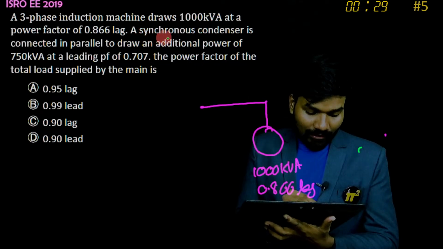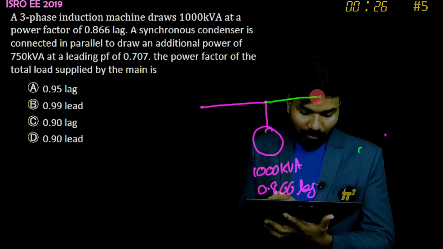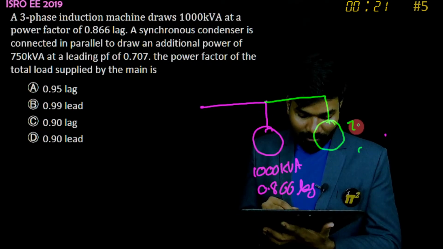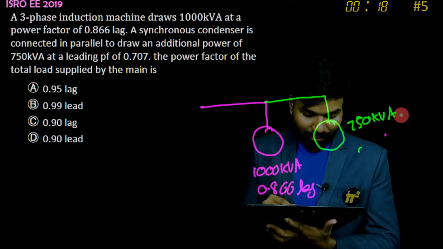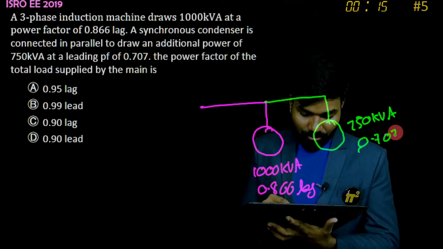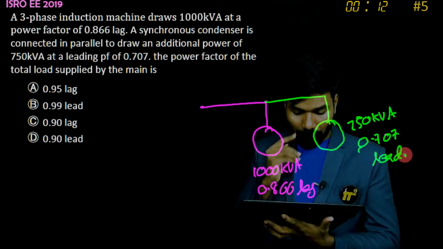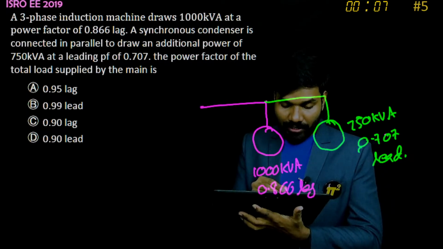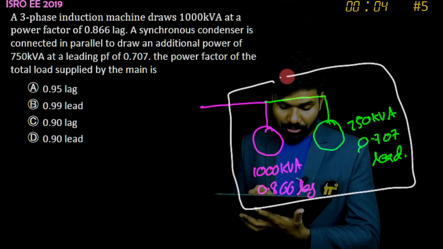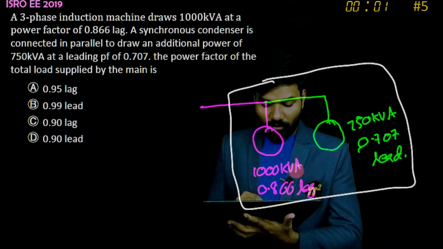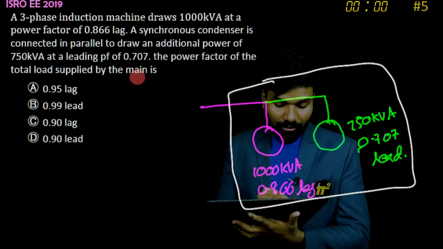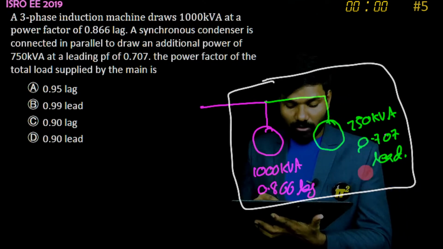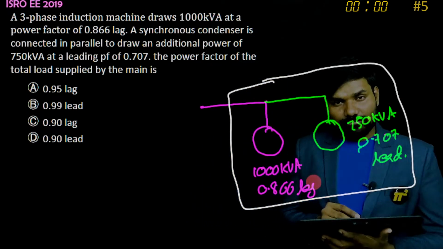Now what we are doing is connecting a synchronous condenser in parallel to this. The synchronous condenser is connected and it has a load of 750 kVA and 0.707 leading power factor. Now, with this combination, the white color boxed one, how much is the total power factor of the total load? That is what you want. So let's see that.